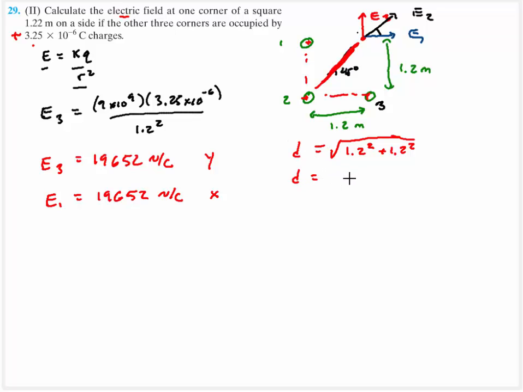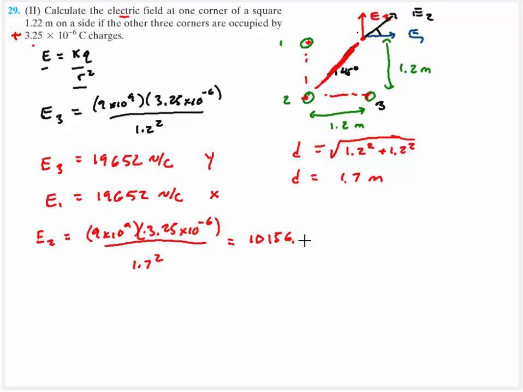Go ahead and type all that in. It's going to come out to be about 1.7 meters. So E2 is simply going to be equal to 9 times 10 to the 9th times the charge, 3.25 times 10 to the negative 6, divided by 1.7 squared, and we're going to get 10156.25 newtons per coulomb.